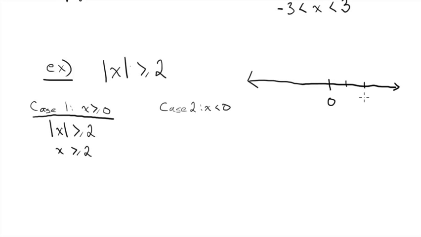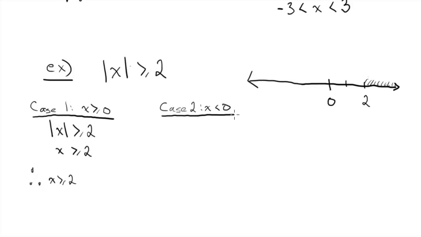Well, when is x bigger than 0 and bigger than 2? That would mean that x has to be bigger than 2, right? If the number was only 1, well, it's bigger than 0, but it wouldn't also be bigger than 2. So it has to be true for both of these two. So therefore, x is bigger than or equal to 2.